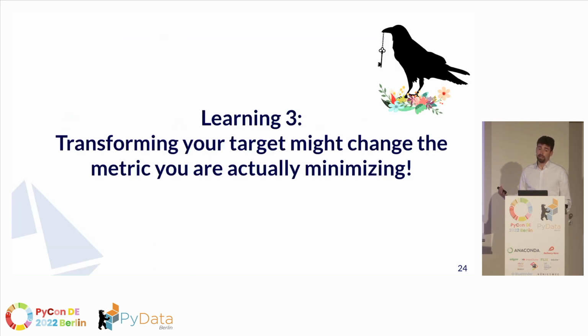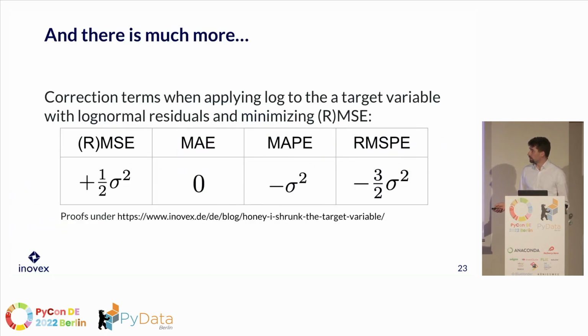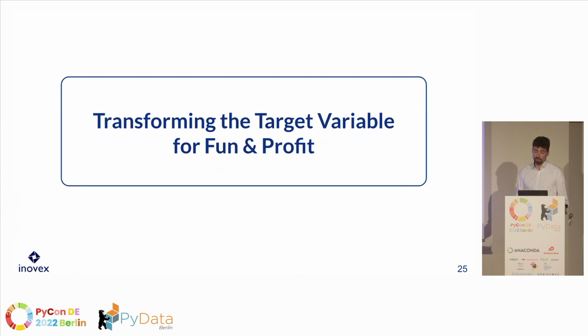The third key learning that we saw is that transforming your target might actually change what you're minimizing. This is really important to keep in mind: be careful what you evaluate and what you train, and if in between you transform your target variable, then this will, in most cases, change things, except for the mean absolute error, where the correction is 0. In that case, it makes no difference, but for all the others, you have to correct.